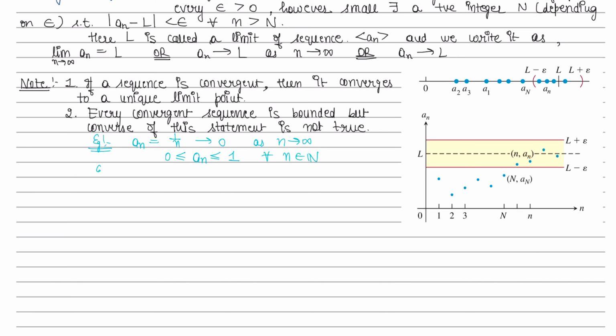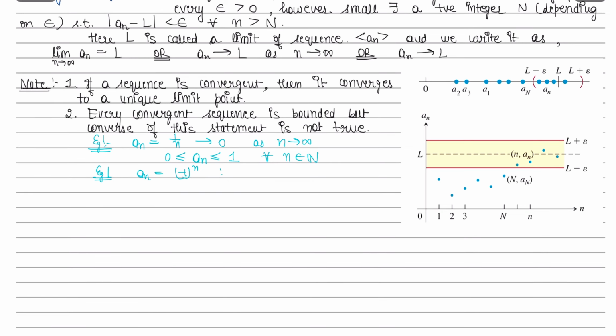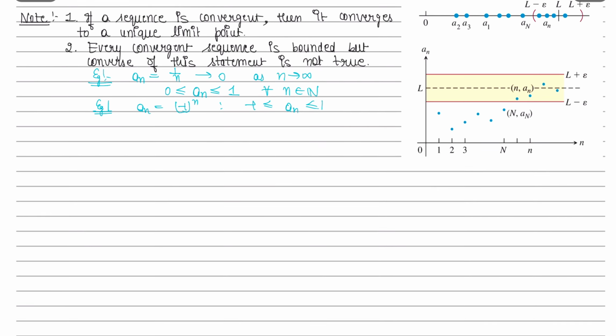But if I consider another sequence like an is equal to minus 1 to the power n, then this sequence is bounded as every term of my sequence is between minus 1 and 1. But this sequence is not a convergent sequence as it will oscillate between minus 1 and 1 only.